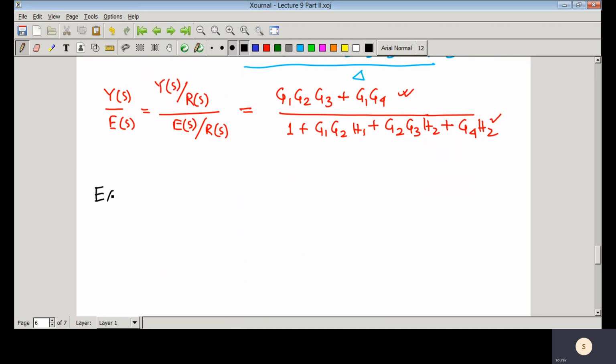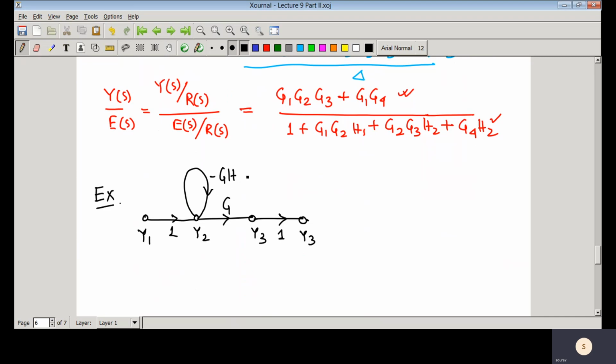That is a very simple example. If you have a signal flow graph like this, suppose you have this variable and this gain is 1 here, and this is y2, this is y3. Here you have that 1 gain, here this gain is G, and suppose it has a self loop and its gain is GH.